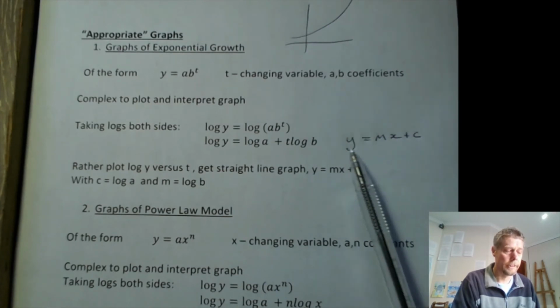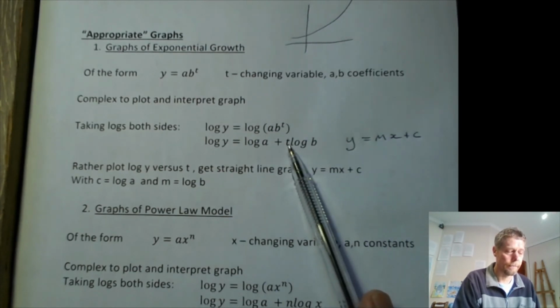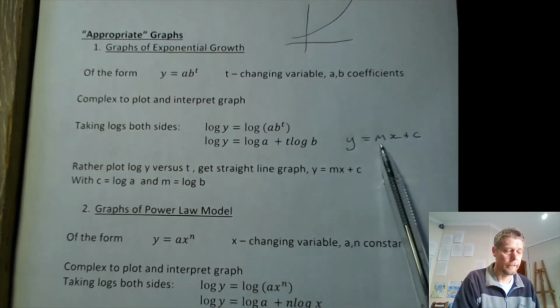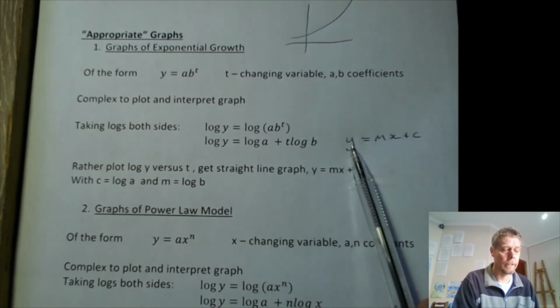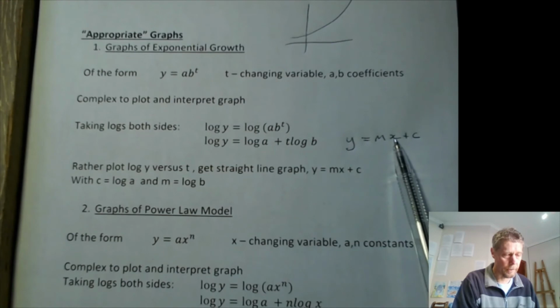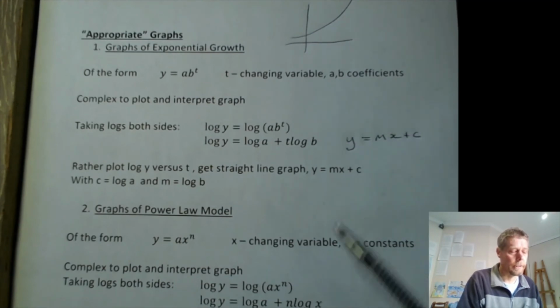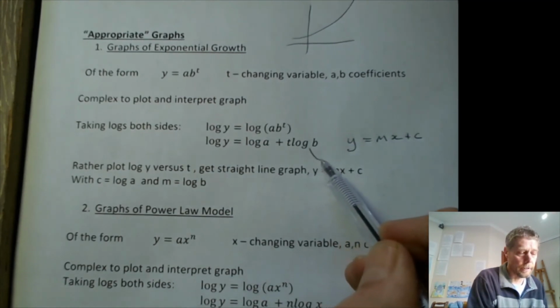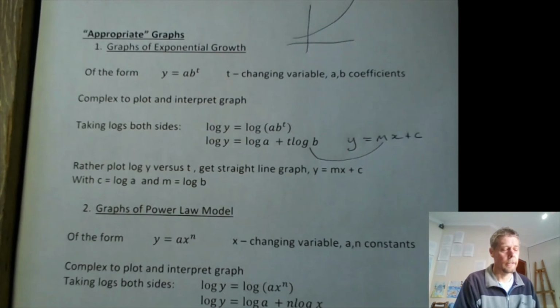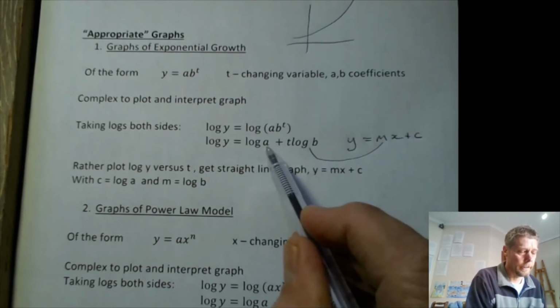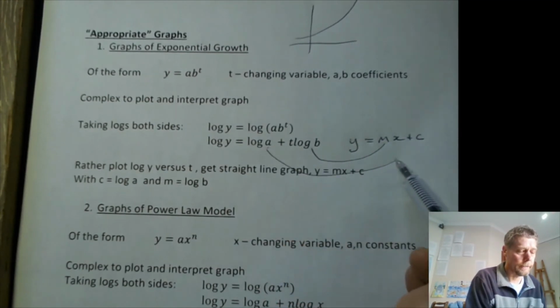We just plot t as is. That's my x, that's my y in the straight line. Okay, we plot log of y against the variable, in this case it's actually t. And then we've got an m and a c. Now, what is m? Well, m is simply log of b, and c is log of a.